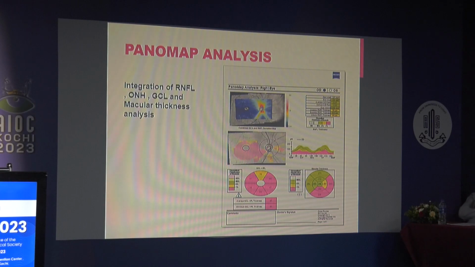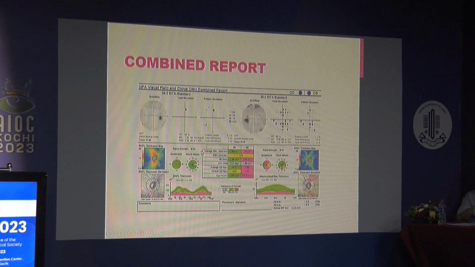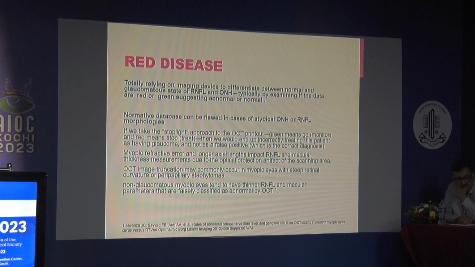Though the thing which I was highlighting, PanoMap has also come, in which they are comparing RNFL, optic nerve, GCL and macular thickness in the same printout. And there is a combined report, in which, with the software, you can compare it with the visual field also. What is red disease?